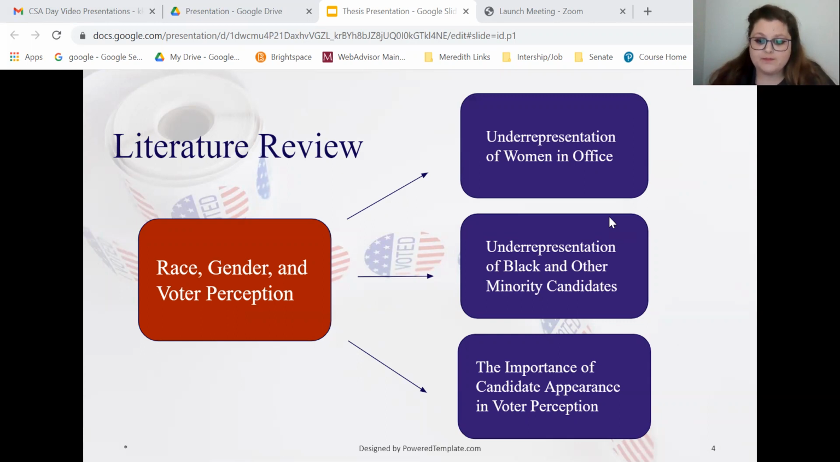For example, there was a study that was done with two candidates, one white, one Black, and they were given the same story of sex scandal. However, the white candidate took less of a hit with voters than the Black candidate did.